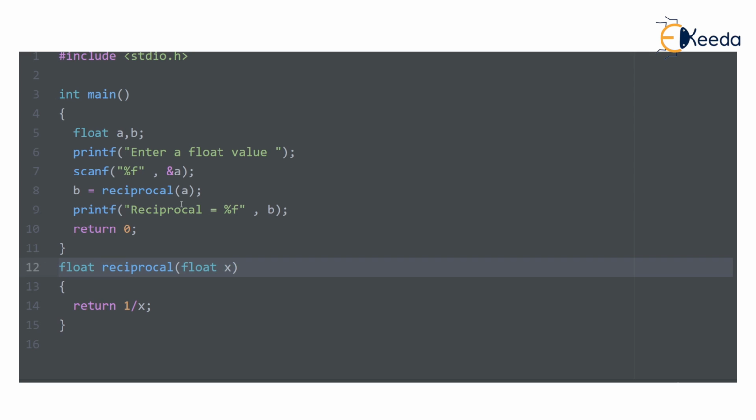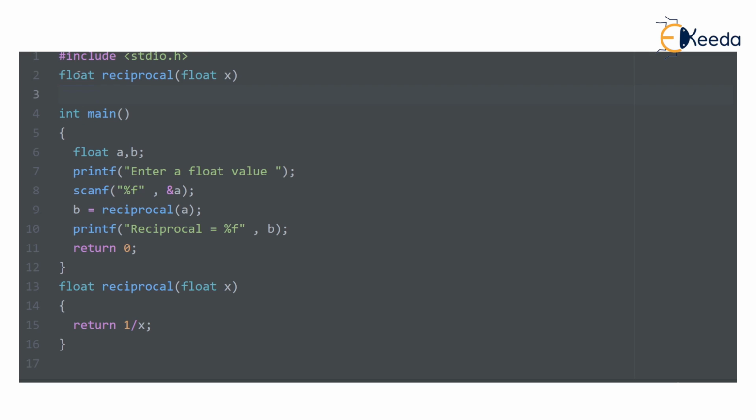So how do you declare the function? Simple. You just go on top of main and you paste only the first line. I have taken only the first line, float reciprocal float x, but I am going to end this with a semicolon, saying that I am not interested in writing what reciprocal does. I am only announcing that reciprocal is a function which is located somewhere else.